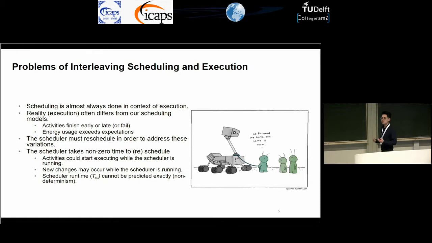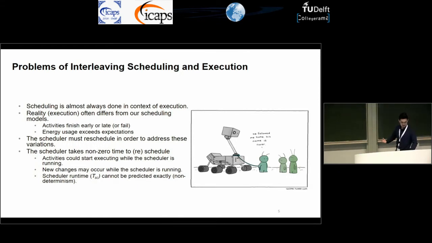So scheduling is almost always done in the context of execution, and this is because reality almost always differs from our expectations. And we have to reschedule in order to handle these execution variances. But the issue is we don't have an instantaneous scheduler. In fact, far from it. So to give a little bit of context, the Mars 2020 rover uses two RAD 750s as its CPUs, and these are based off the PowerPC architecture, which was made when I was still in kindergarten doing arts and crafts. So they're very old, very slow.